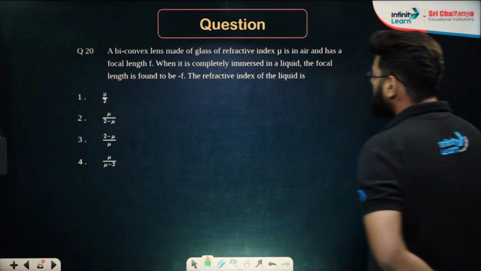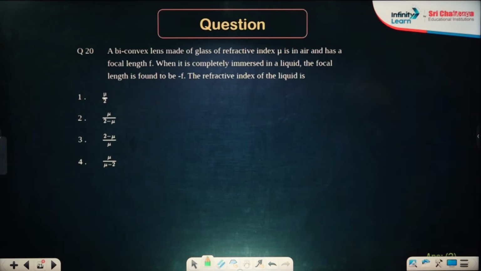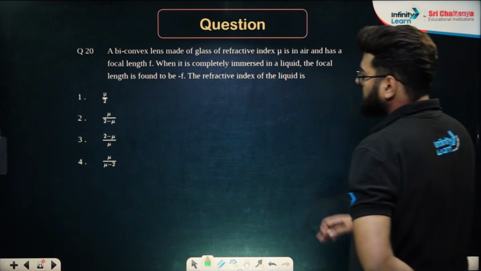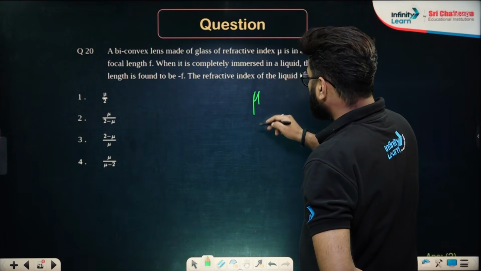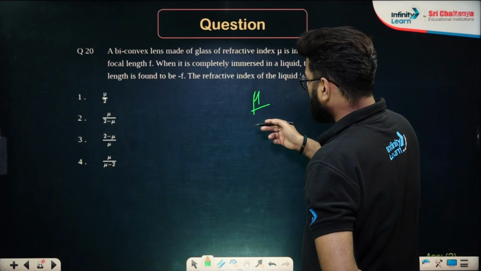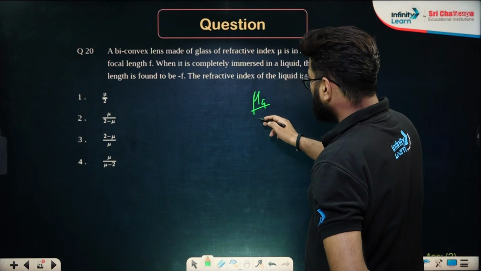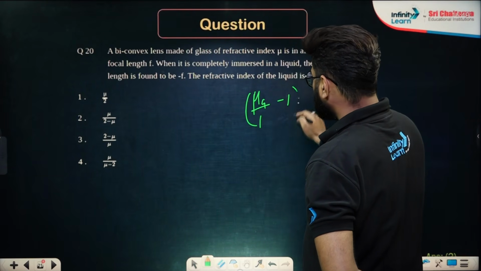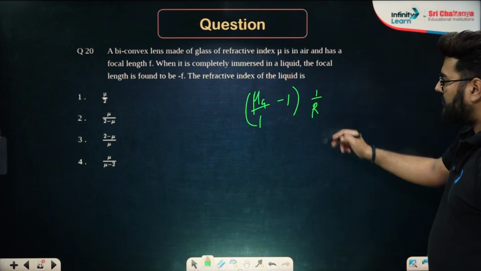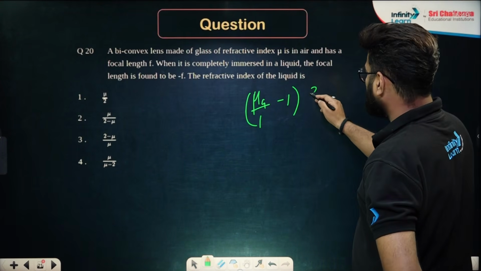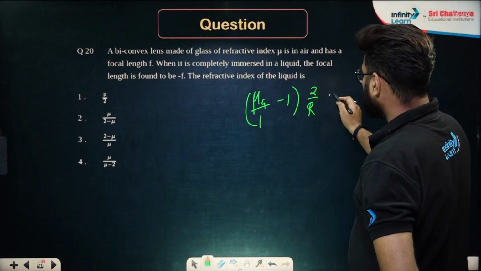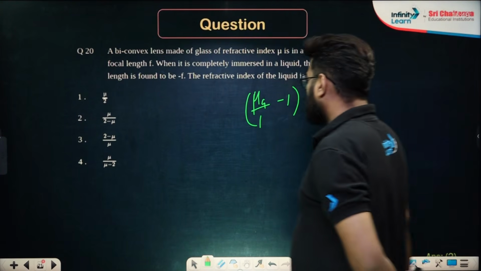When it is completely immersed in a liquid, the focal length is found to be minus f. The refractive index of the liquid is? See, in this scenario, it's basically mu of the lens, let that be mu of glass, upon mu of surrounding, which is 1, minus 1, times 1 upon r1 minus 1 upon r2. Since this is a biconvex lens, I can turn that to be 2 upon r. This is turning out to be 1 upon f.